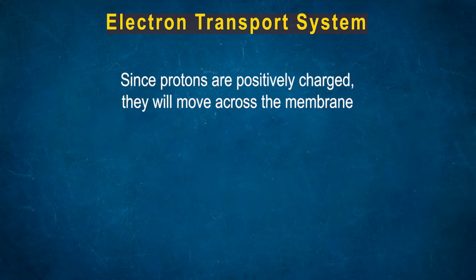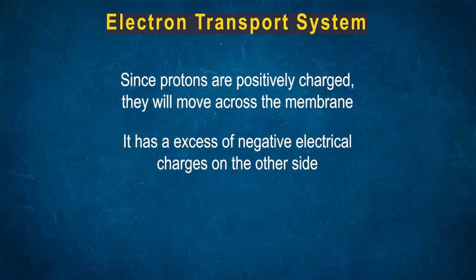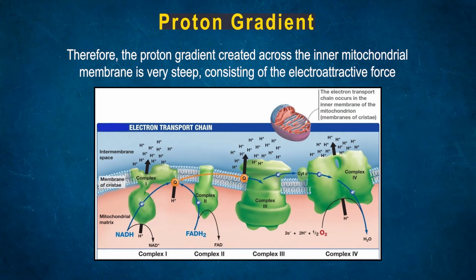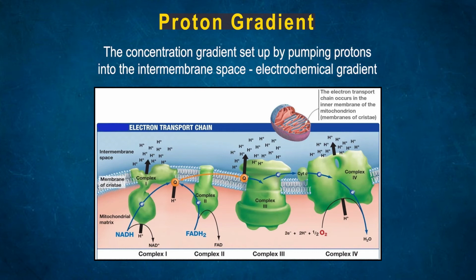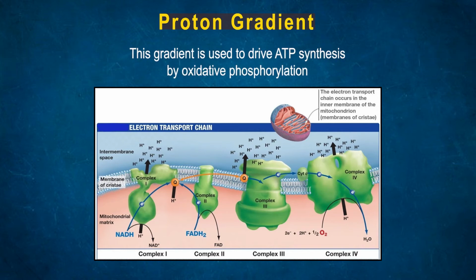The protons are positively charged. They will move across the membrane, which has an excess of negative electrical charges on the other side. Therefore, a proton gradient is created across the inner mitochondrial membrane and is very steep, consisting of the electroattractive force and the concentration gradient set up by pumping protons into the intermembrane space, which makes an electrochemical gradient. This gradient is used to drive ATP synthesis by oxidative phosphorylation.